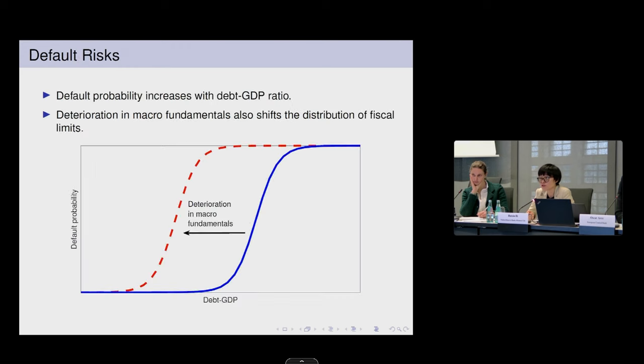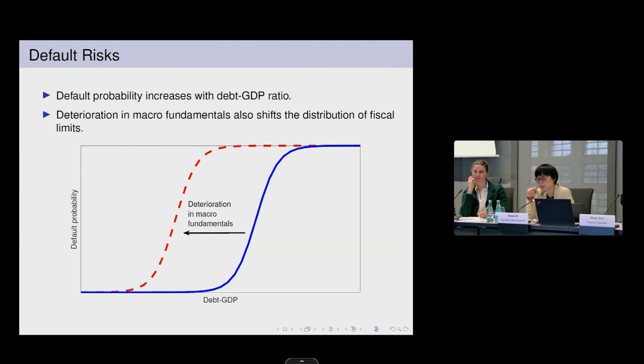So let me visualize that here. The blue line shows, in the baseline case, as the debt over GDP ratio goes up, the default probability goes up. And the shift to the red line means that a deterioration of the macro fundamentals could shift your default probabilities. Therefore, for the same level of debt, with more deterioration in the macro fundamentals, you could face higher default probabilities.